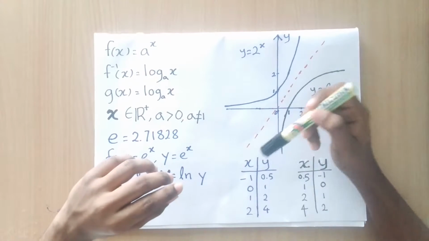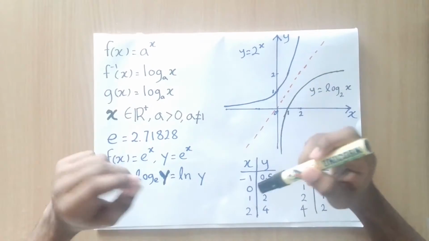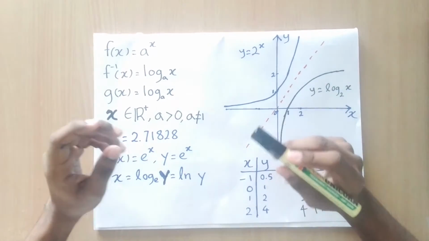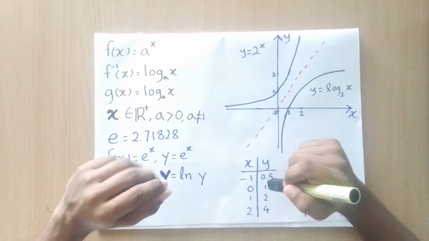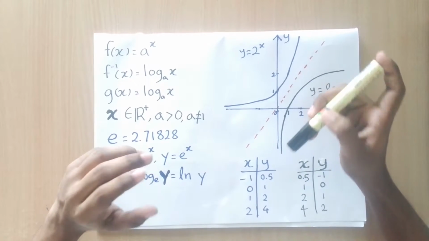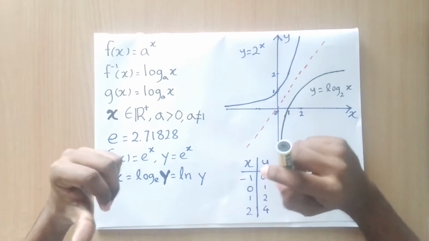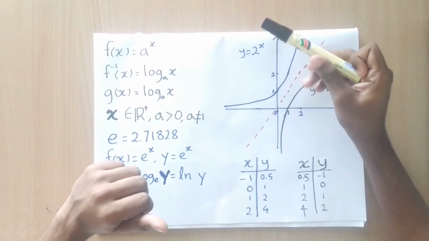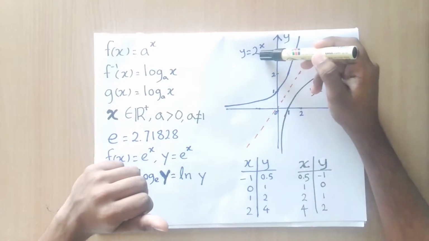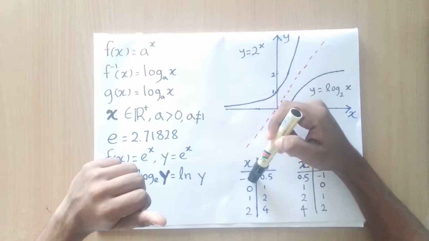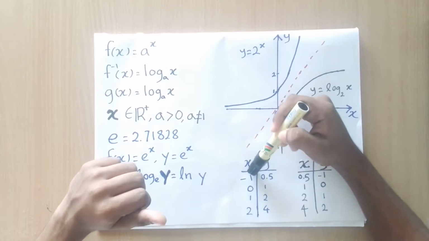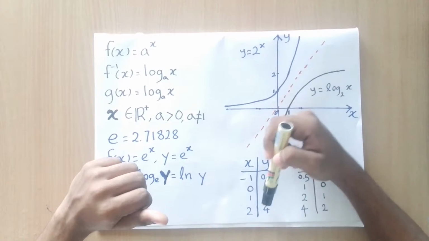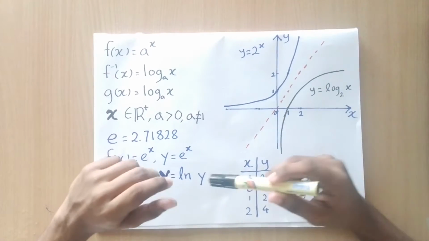So now, if we are given the coordinates of an exponential function, how are we supposed to sketch the graph of its inverse, that is, the logarithmic function? Let's take the coordinates of the exponential function that we sketched in the previous video and plot them on a table. So these are the values. The exponential function y equals 2 to the power x. When x equals minus 1, y equals 0.5. When x equals 0, y equals 1. Similarly, when x equals 1 and 2, y is equal to 2 and 4 respectively.